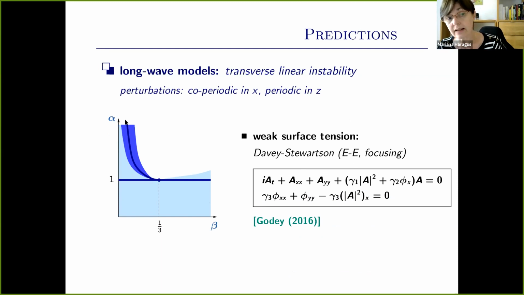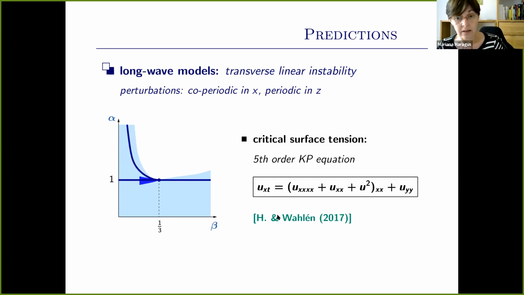And in this case, again, there is a transverse instability result for periodic waves, and the same transverse instability in this region here, where we have as a model a fifth order KP equation. So this is a joint work with Eric Vallen in 2017. And actually, the talk today is somehow the continuation of that work.